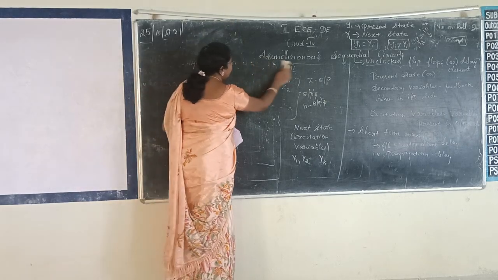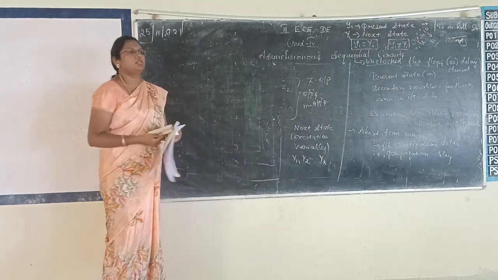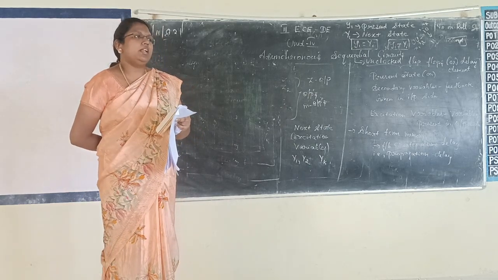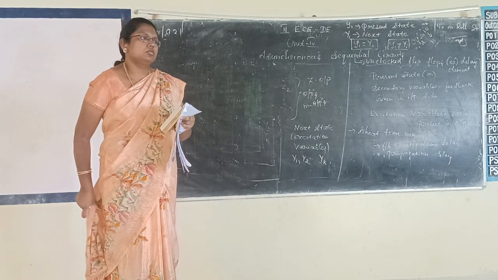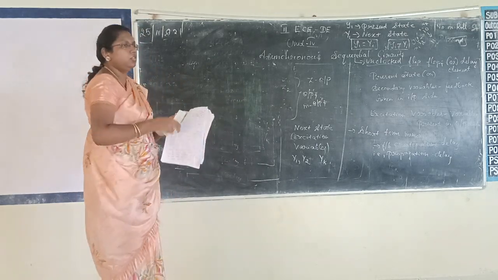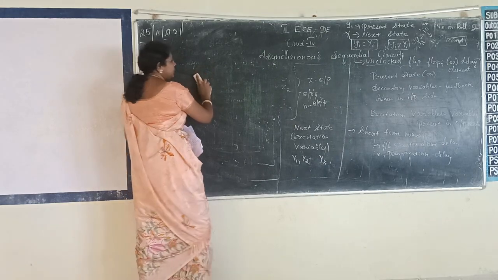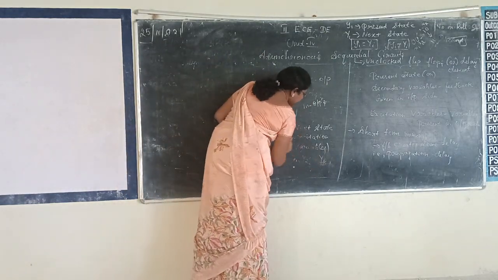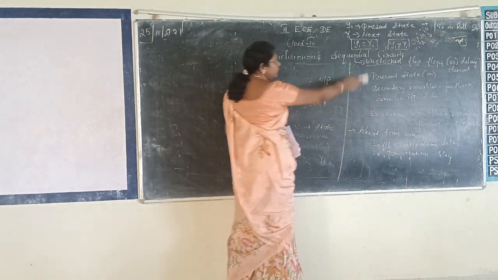If you are changing more than one variable at a time, what happens? The system becomes unstable, right? So for a stable condition, you have to change only one input variable at a time, and the system should satisfy the above condition.